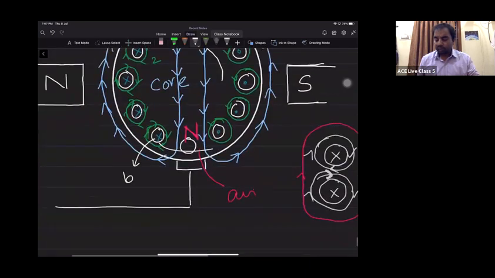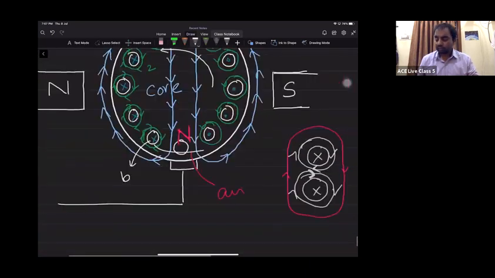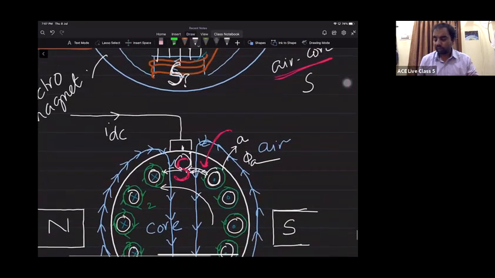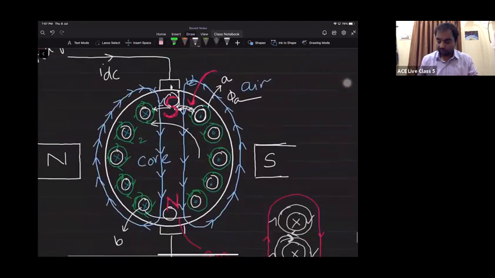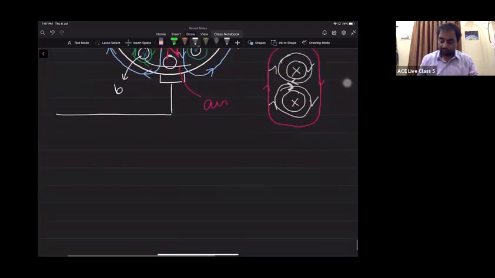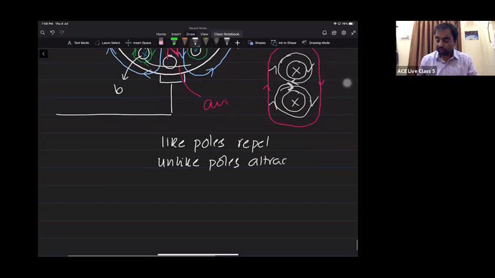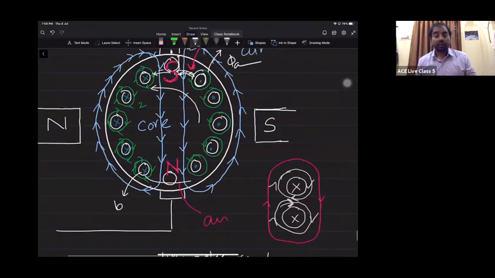Then after that, I'll apply the simple magnetism properties. What is that? Like poles repel, unlike poles attract. You know that. Like poles repel, unlike poles attract. You know that, right? Now you please tell me.